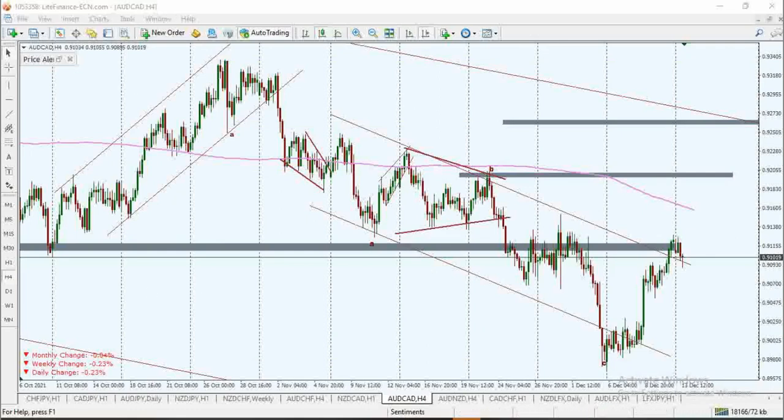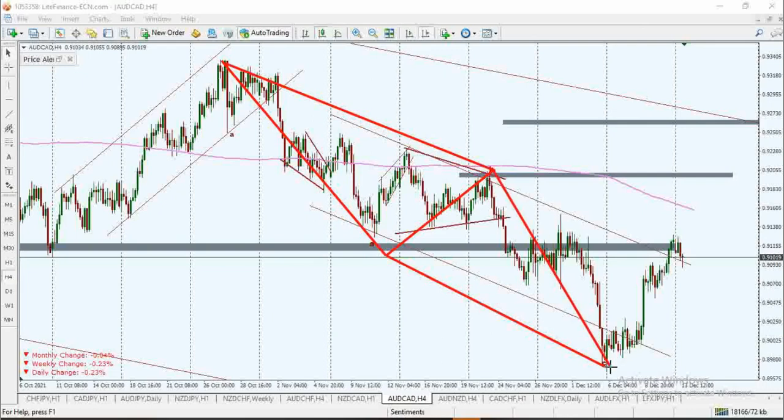For those that want to look at it that way, we can then look at this as an AB equals to CD kind of structure as well. So we could be looking at this as some sort of an AB equals to CD structure, and you can expect that the next move could as well continue to the upside, at least for a completion of this pattern here before the next move comes to the downside.